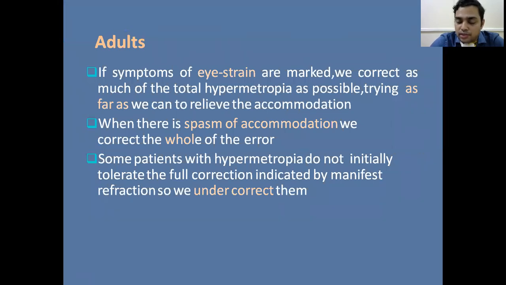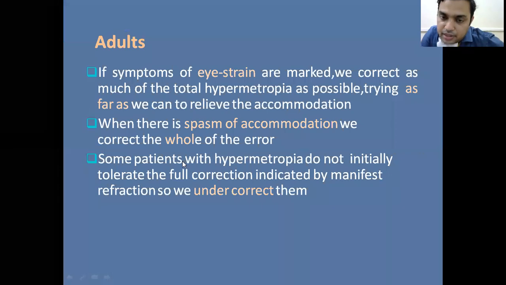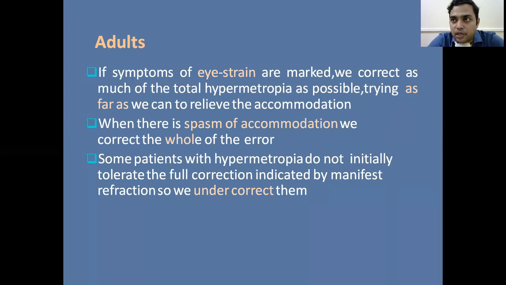As far as possible, we have to correct the refractive error. And when there is a spasm of accommodation, then we have to completely correct the refractive error. But in other patients, if they are manifested with the first time hypermetropic refractive error, initially we have to undercorrect the power, because most of the patients will not tolerate the full correction of the hypermetropic refractive error.